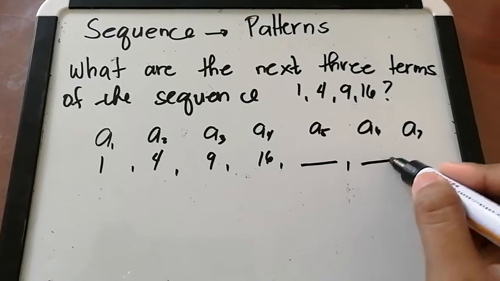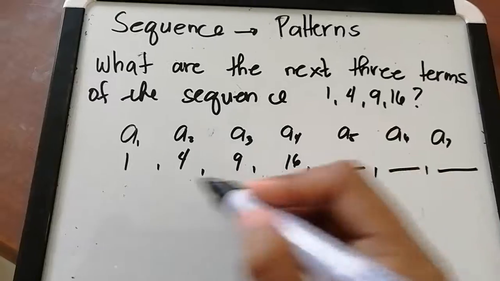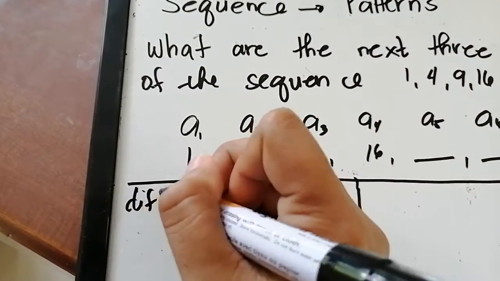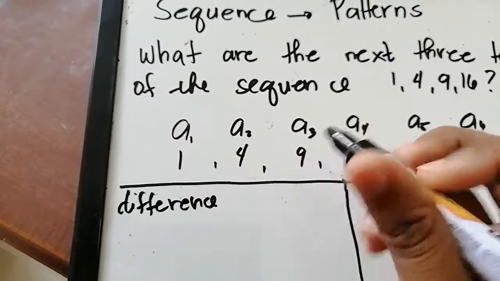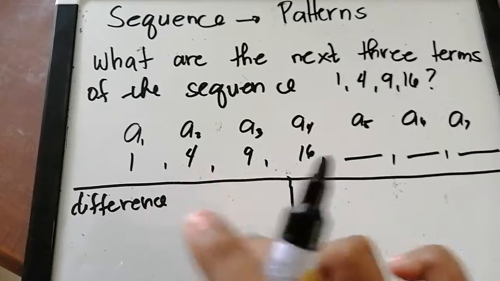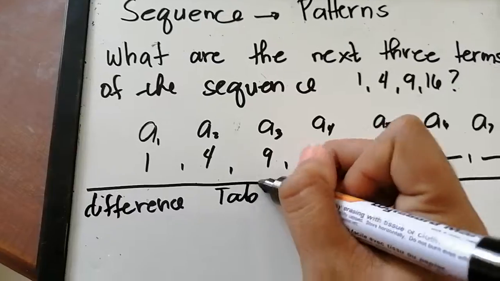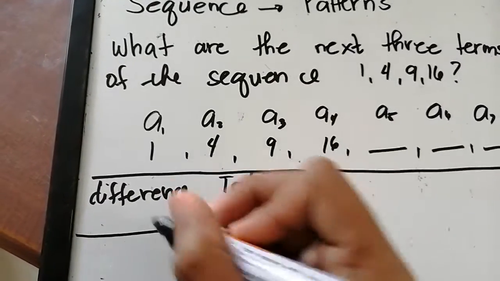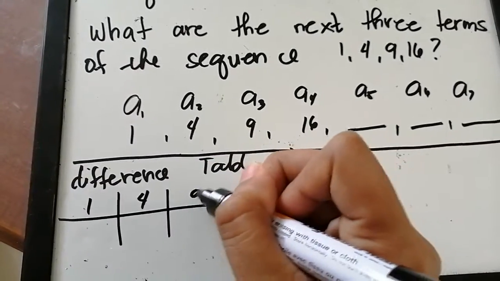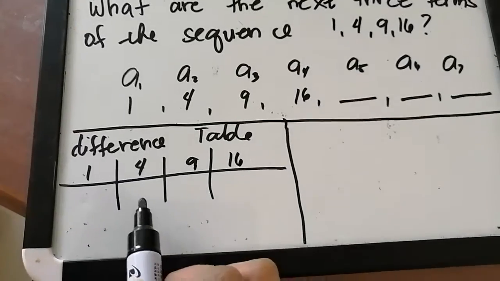there are different ways to solve for that. I will show you two ways. The first thing that we're going to use is the difference table. When we say difference table, we are getting the difference between two consecutive terms of the given sequence. So we have here a table. We have 1, 4, 9, and 16.